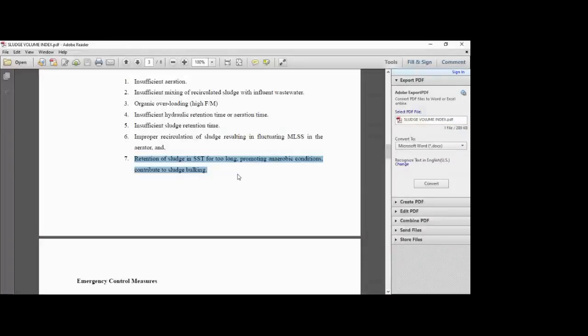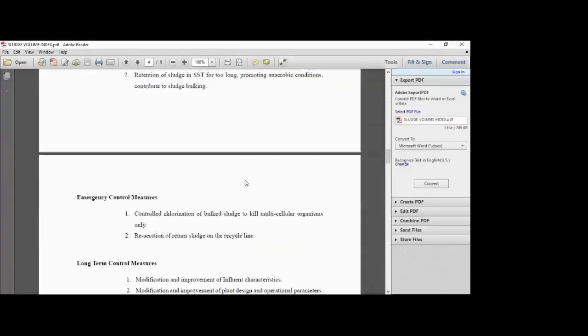The retention time or detention time of the water needs to be kept at 2 hours, but if not, the sludge is putrescible sludge, and it will start reacting immediately, and it may develop an anaerobic condition, and because of that sludge bulking may happen.